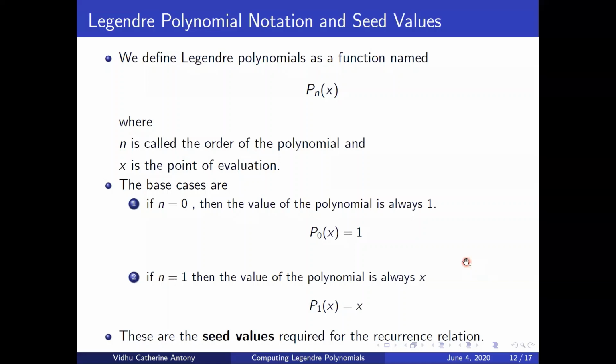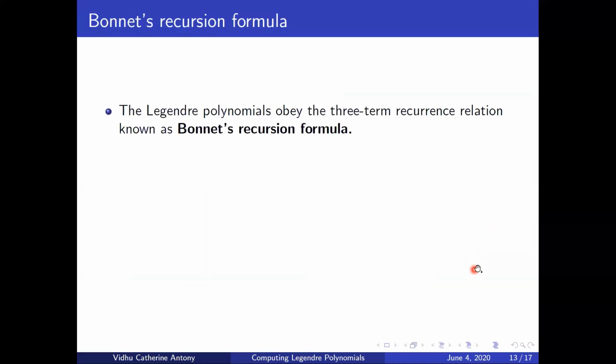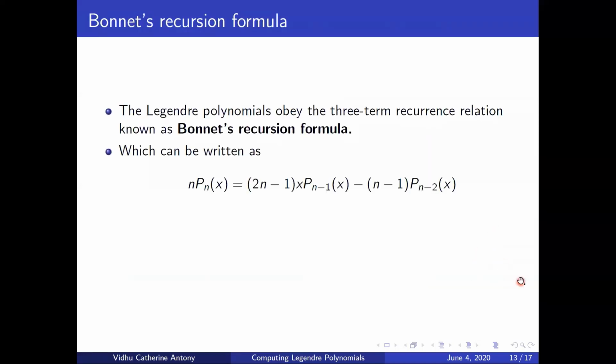If you're writing a program for this, what you basically do is you give these two values, and then you keep using this recursion function. You feed the value that you have to itself. So using these two seed values, you can find out the Legendre polynomial of any order. So this is the Bonnet's recursion formula. I'm using a different form of the Bonnet's recursion formula.